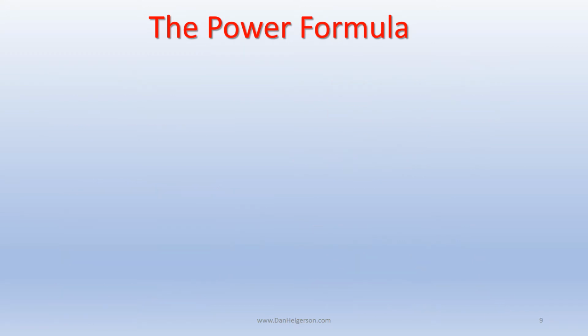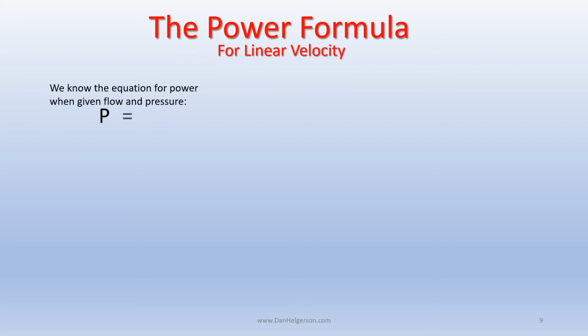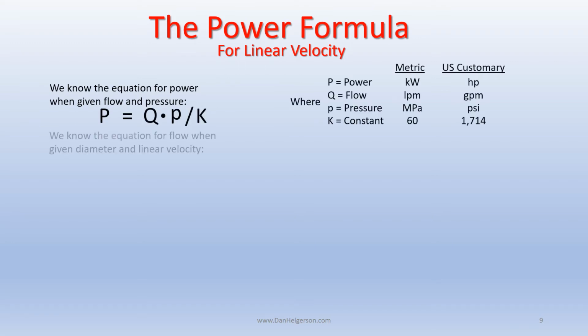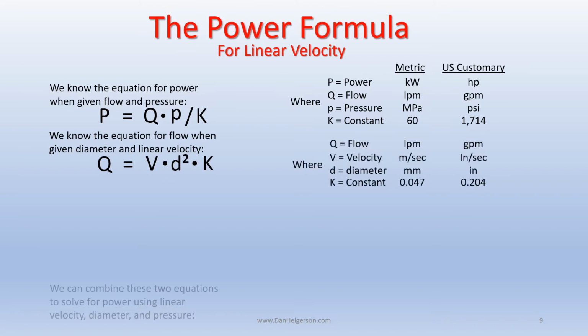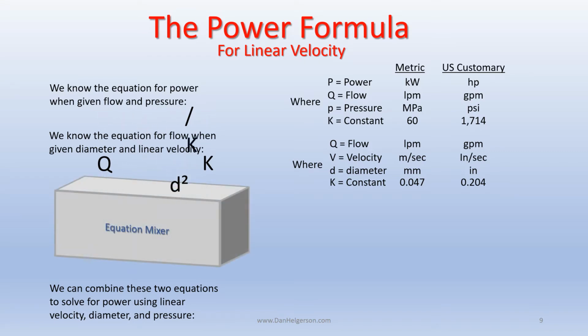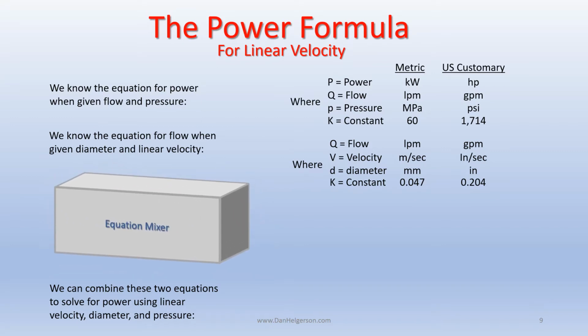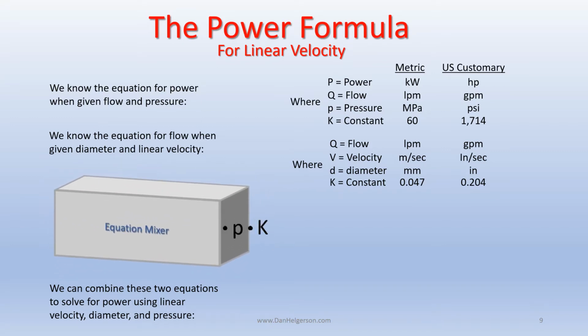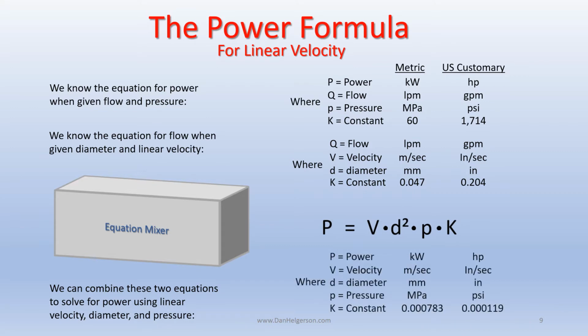We will also look at the power formula for linear velocity. We know the equation for power when given flow and pressure. We also know the equation for flow when given diameter and linear velocity. We can combine these two equations to solve for power using linear velocity, diameter, and pressure. By using our equation mixer, we come up with a new formula again that we'll be using in the remainder of the slide program.